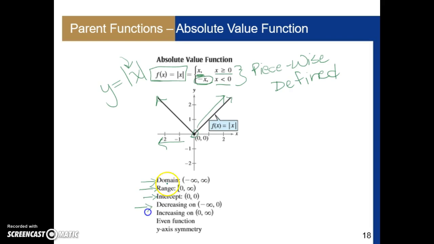This function is decreasing for all negative input values of x and increasing for all positive values of x on this end of the number line. This is an even function. It is symmetric about the y-axis, and that's what an even function means. It has y-axis symmetry. So there's the parent absolute value function.